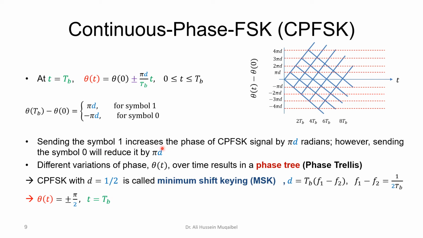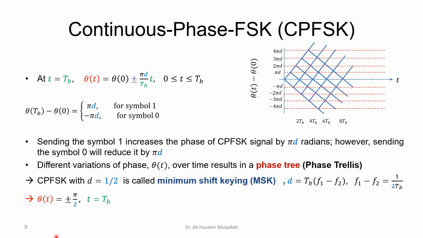Sending a symbol 1 increases the phase by pi d. However, sending the symbol 0 reduces the phase by pi d. Alright, so different data sequences will result in different variations of phase, a different phase tree or phase trellis, which is what we are showing here. Here's the time axis, and here is the phase difference between TB and 0. So if you get symbol 1, you just keep adding pi d, so you move up. If you get 0, you move down, up, down, depending on the data.